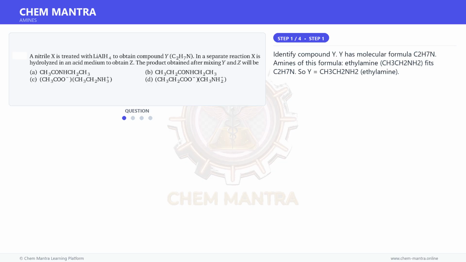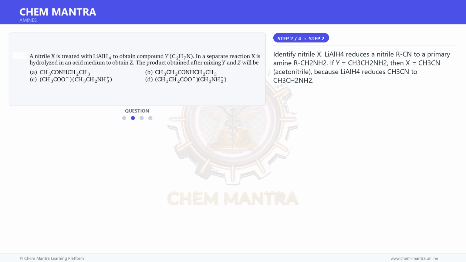Identify compound Y. Y has molecular formula C2H7N. Amines of this formula, ethylamine, CH3CH2NH2, fits C2H7N. So Y is equal to CH3CH2NH2, ethylamine. Moving on to the next step.